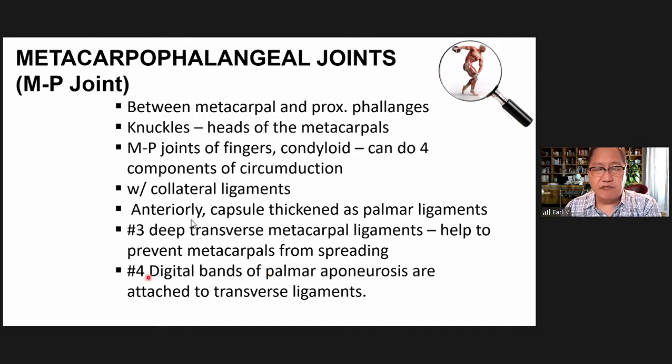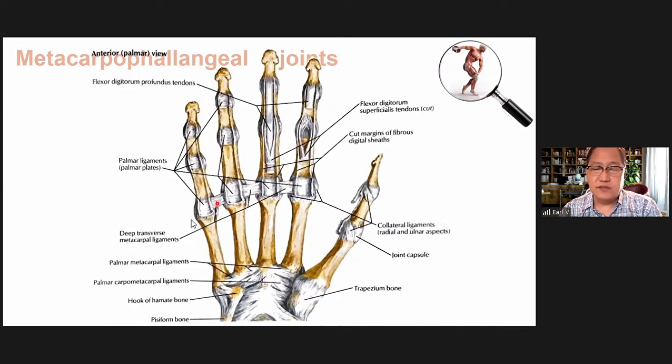And there are four digital bands of the palmar aponeurosis. There is a palmar aponeurosis here, and there are four thickened bands. This represents a band going towards the base of the proximal phalanx. So these are the collateral ligaments at the sides of the MP joint. This is very important. This is for the attachment of the palmar aponeurosis, and it will prevent hyperextension of the MP joint.